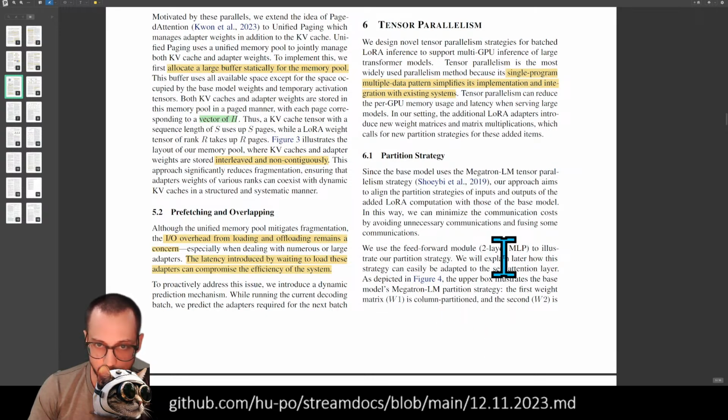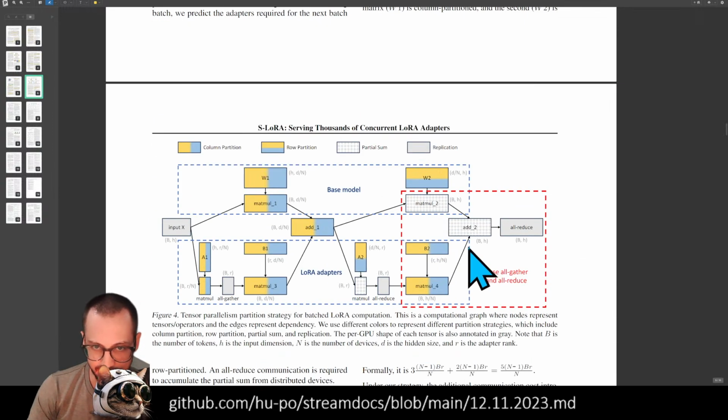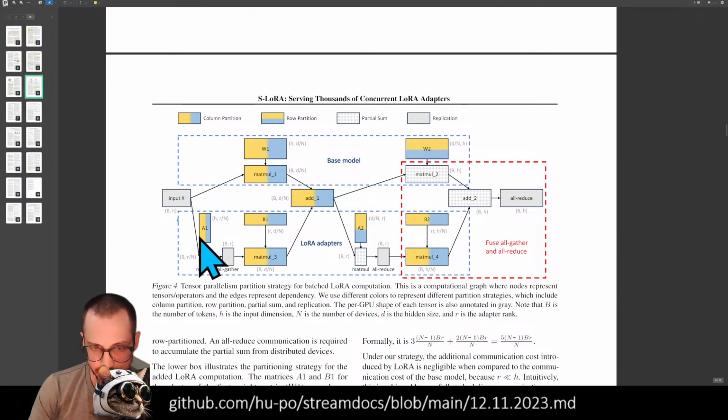Okay, we use the feed-forward module, 2-layer MLP, to illustrate our partition strategy. We will explain later how the strategy can be easily adapted to the self-attention layer. The upper box illustrates blah, blah, blah. Okay, so here we have the full compute graph for what is actually going on.